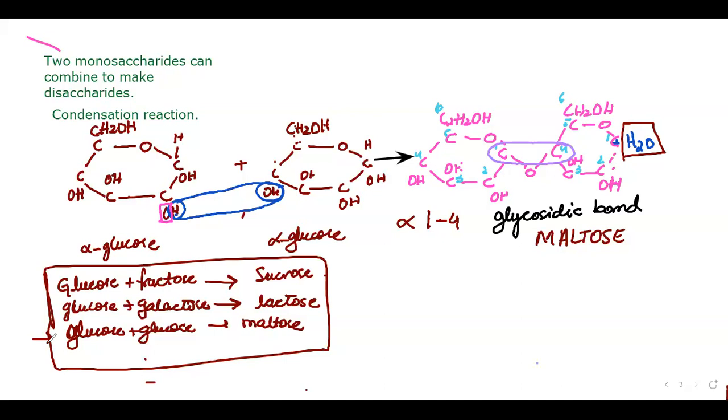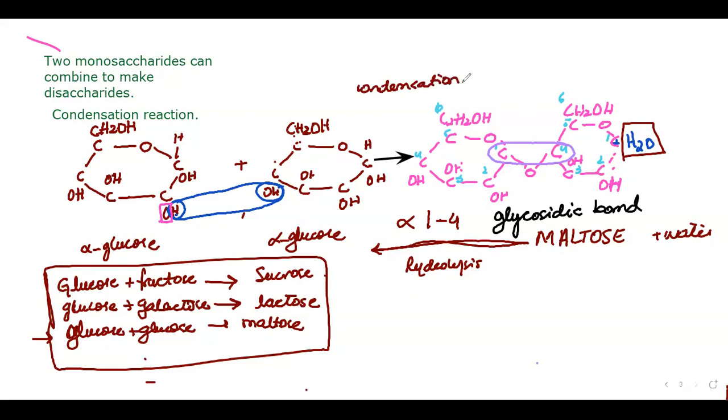Also, I can take my maltose and break it back to give me glucose. That is known as hydrolysis. So I can take my maltose, add water to it, and break it back down to give me glucose. Or I can take glucose and combine it together to give me maltose and a molecule of water. That is known as condensation.